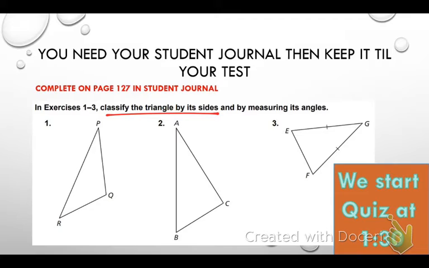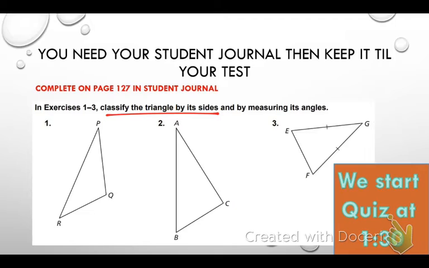What if you have two congruent sides? Isosceles. Three congruent sides? Equilateral. So think, equilateral has the word equal in it. Please understand that you cannot have an isosceles scalene. They're redundant. What does isosceles mean? Two congruent sides.